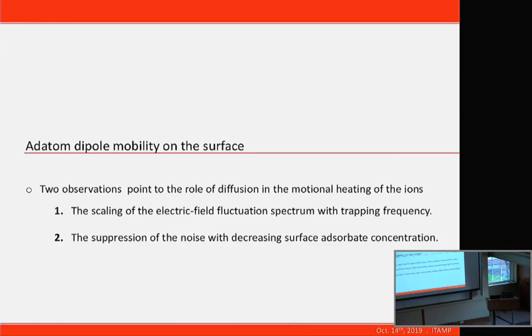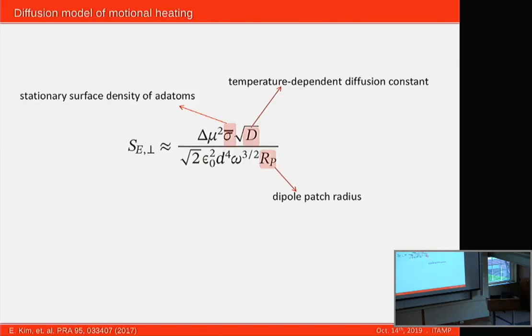So Dustin already motivated it. We have a scaling with the trapping frequency. We have the suppression of the noise by decreasing the surface adsorbed concentration. So we know that diffusion is doing something. I'm not going into detail of this derivation, but this is a nice analytical form of the electric field noise dependence on the parameters of the surface.